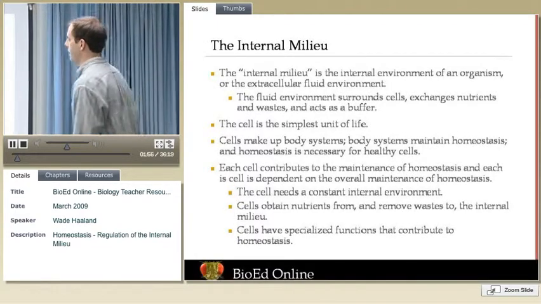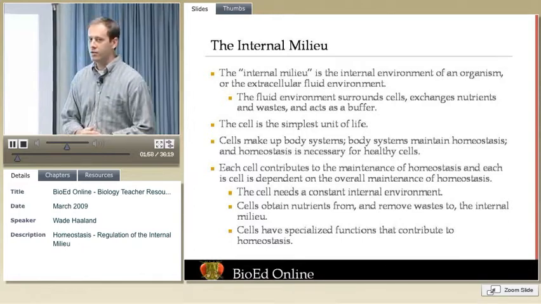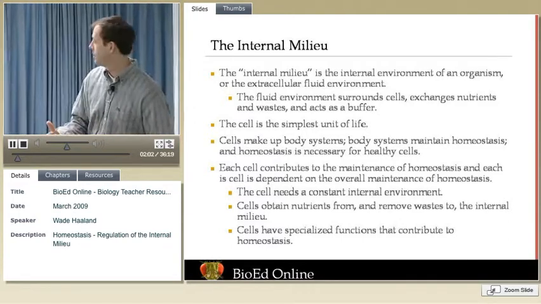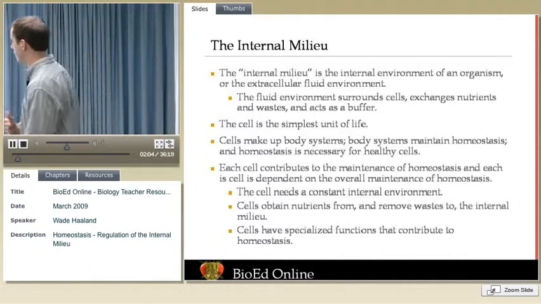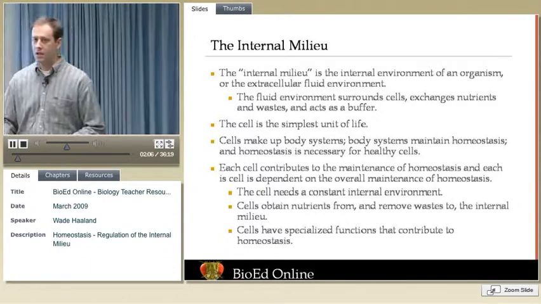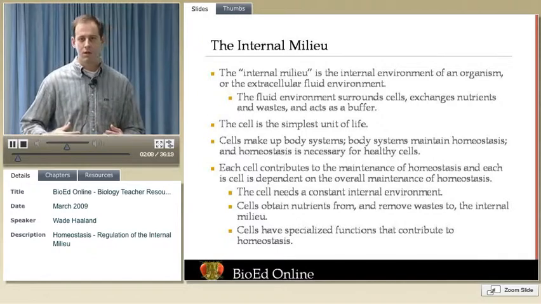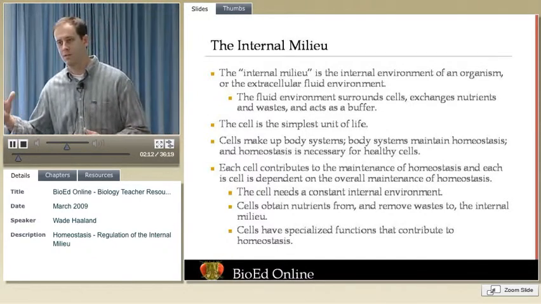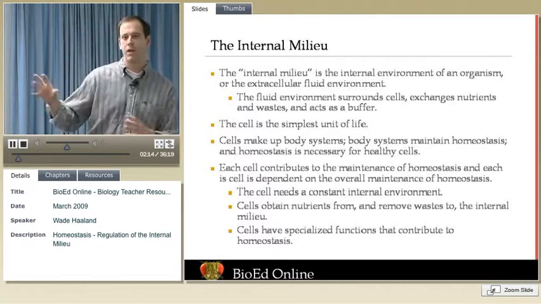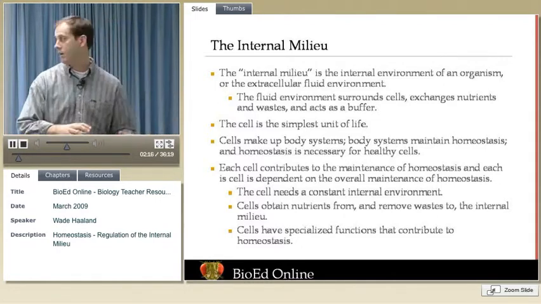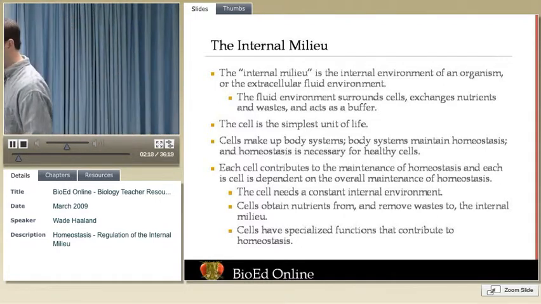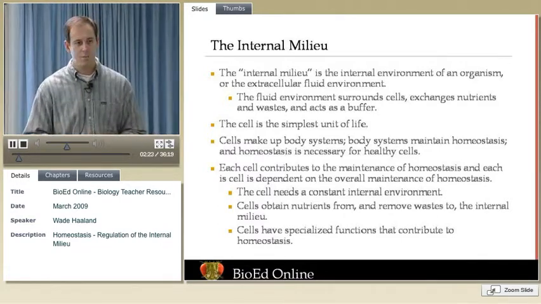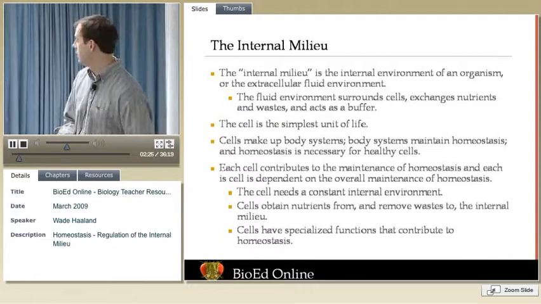So what do I mean by the internal milieu? The internal milieu is just a fancy term for the extracellular fluids that surround your cells. It's the internal environment of an organism. These fluids provide a place for cells to deposit waste. It is a place where nutrients are absorbed from the extracellular fluids into the cells. And cells are the simplest units of life. They come together and make up our homeostatic systems.